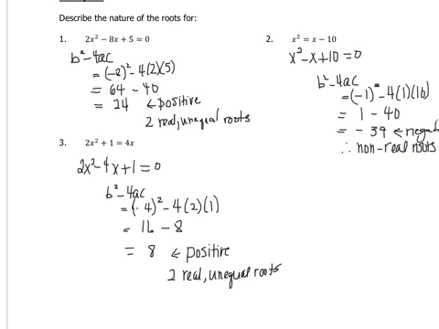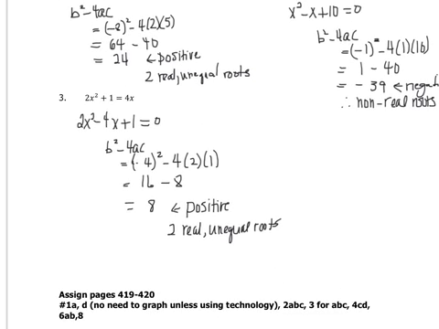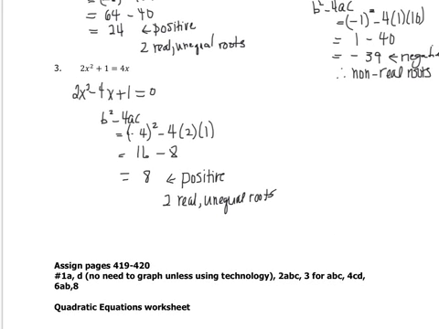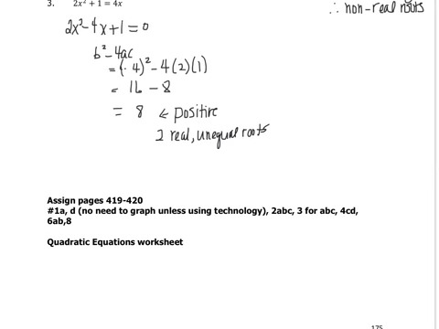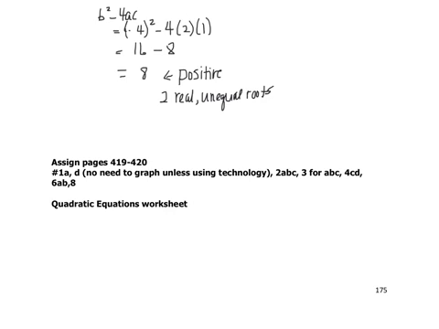And the only case we didn't cover there is if you had b squared minus 4ac equal to 0, of course you'd get real and equal roots. So there's some more questions there in a quadratic equations worksheet that I have that you can do for practice.